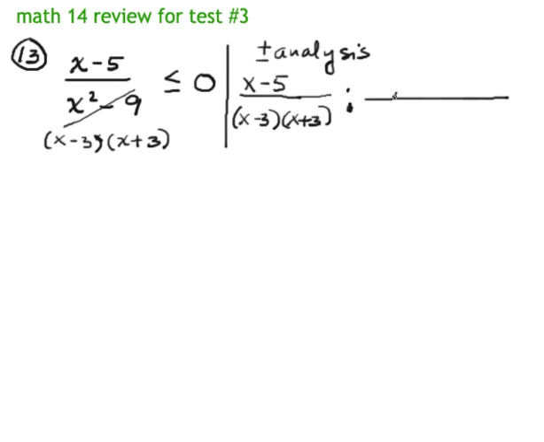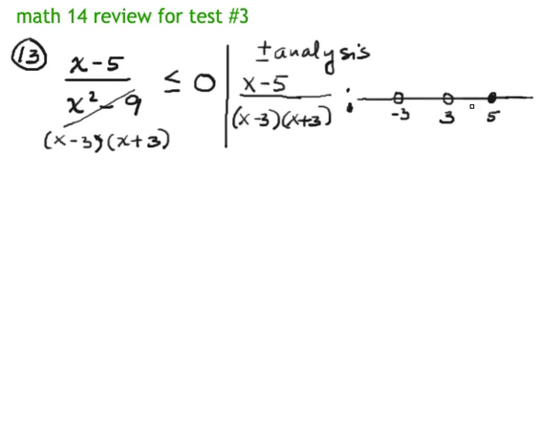Open circle for minus 3 because minus 3 is not in the domain, or minus 3 makes the denominator 0. All right, and then comes 3, also open circle. And then comes 5, okay, closed circle for 5.